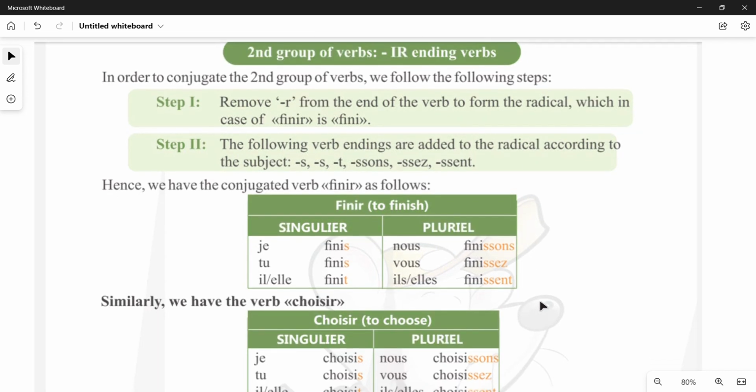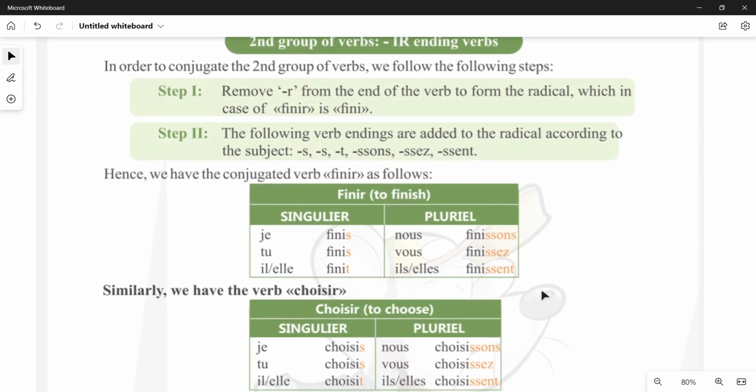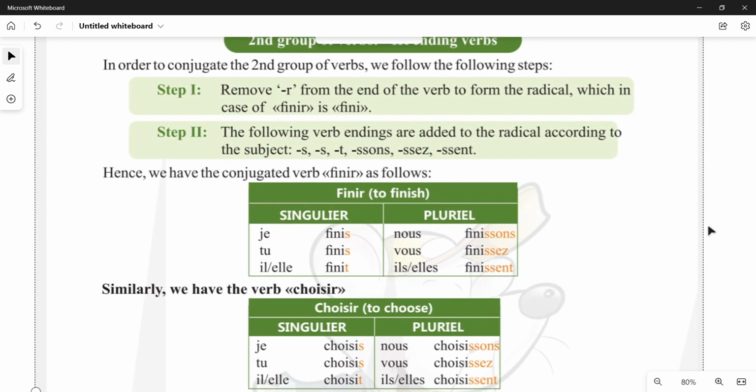Now let's come to another verb, which is choisir. See, this verb also is a second group verb only, and it is an IR ending verb. As you can see, it is ending with IR, so it is the IR ending verb. It is second group of verb, and this means to choose. Again, this is conjugated in the same way. We will remove R from the end according to step number 1, and we will add all these key endings.